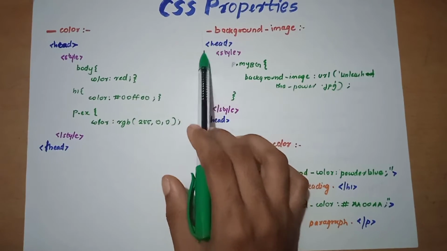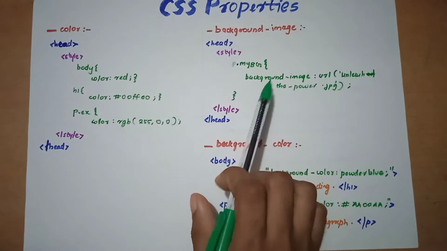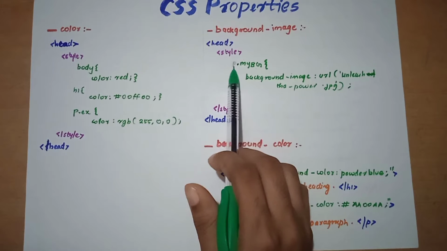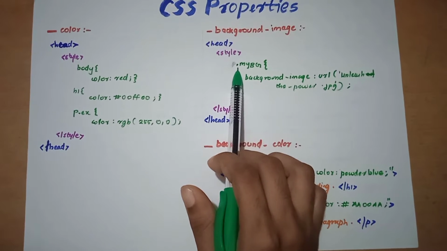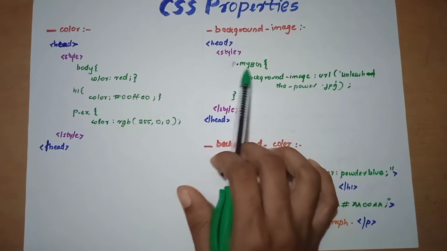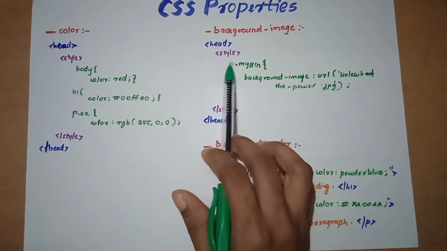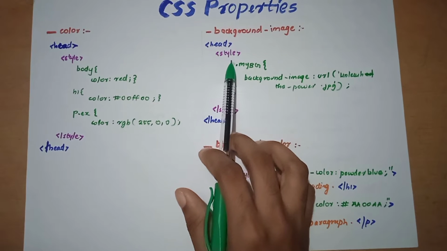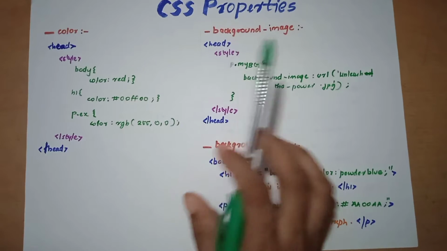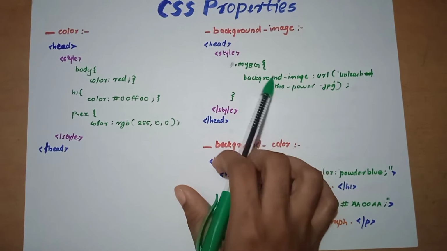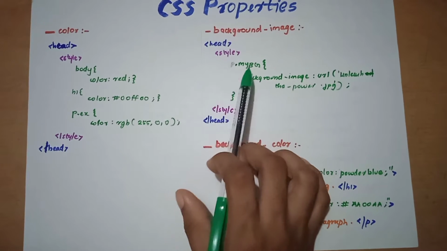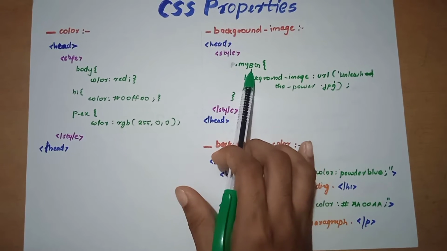So we started with head, style, and inside we can see here I wrote a dot myBg. That means dot is actually a class selector. So the name is myBg, that means my background. Since I haven't written anything on the left side of this dot, wherever you need these properties, you just need to mention that element along with class is equal to the class name.